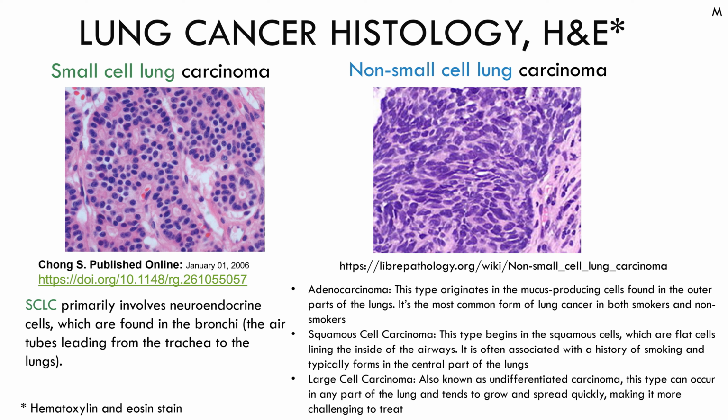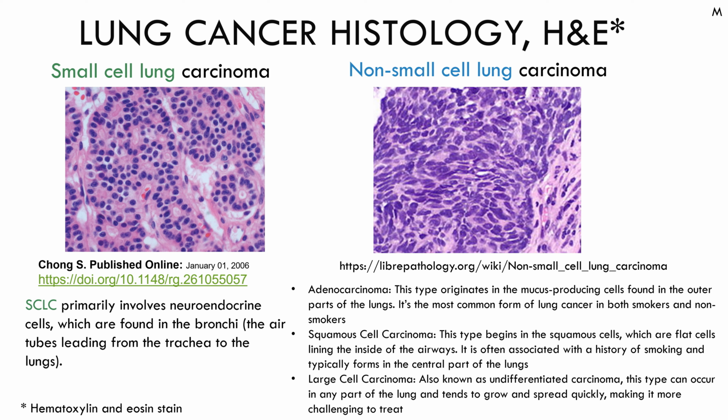Going to the small lung cell again, small lung cells are primarily involved with neuroendocrine cells, which are found in the bronchi, the air tubes leading from the trachea to the lungs. And for the non-small cell lung carcinomas, there's the adenocarcinomas. This again originates in the mucus-producing cells found in the outer parts of the lung. It is the most common form of lung cancer in both smokers and non-smokers.